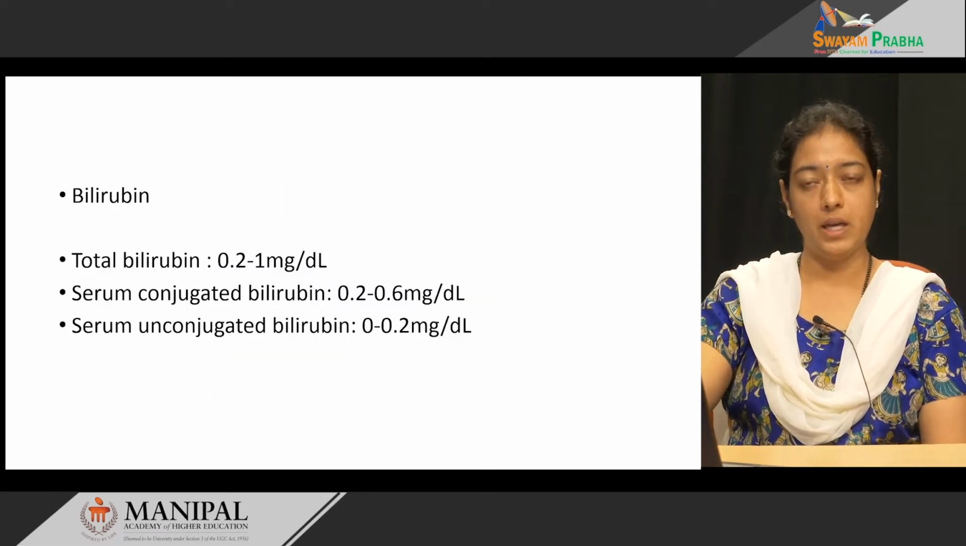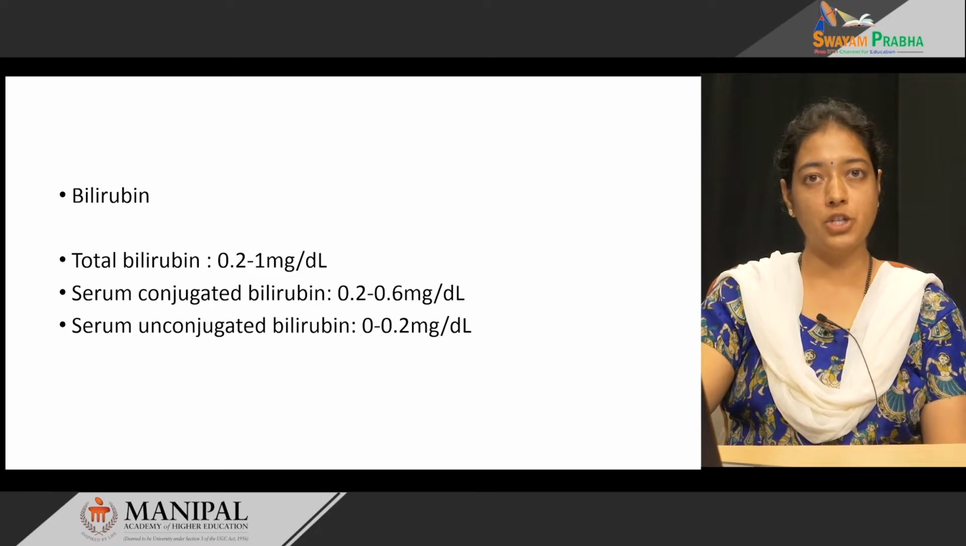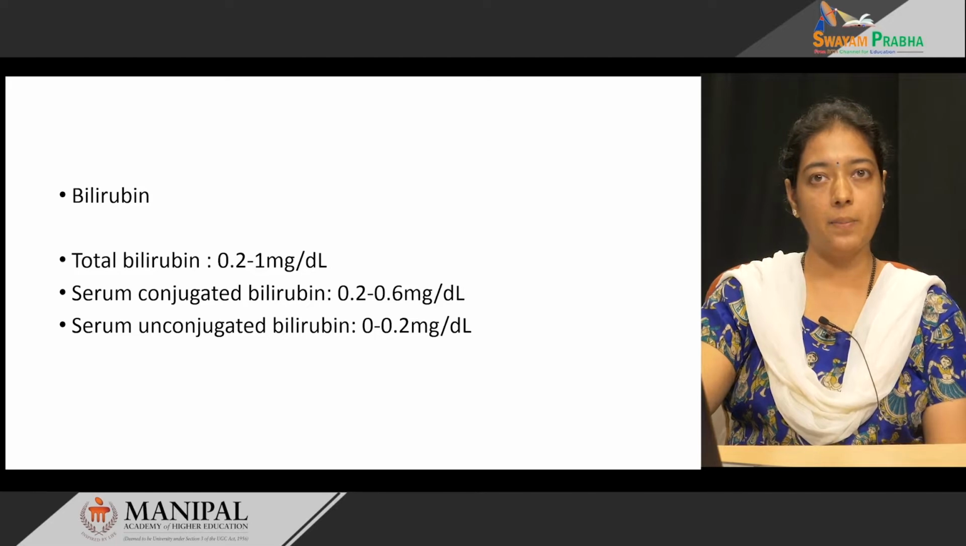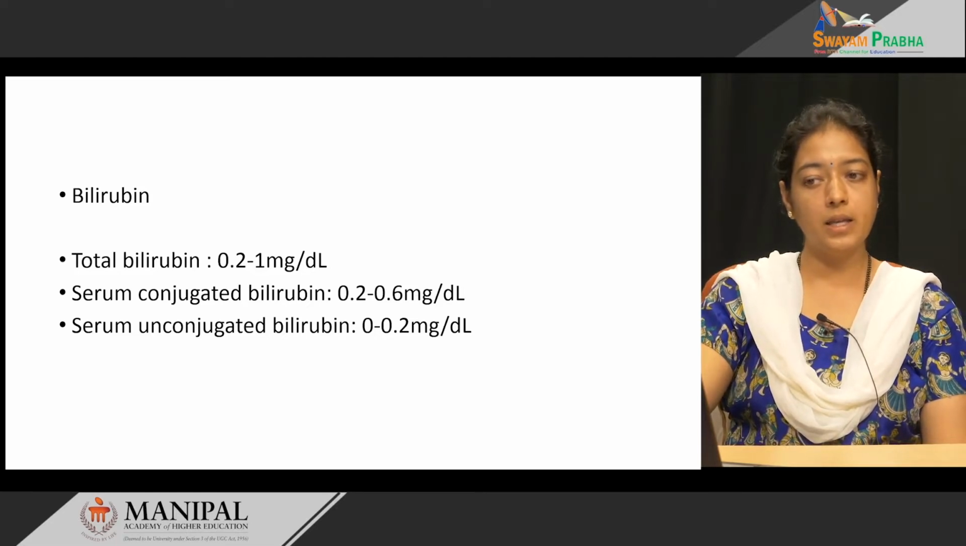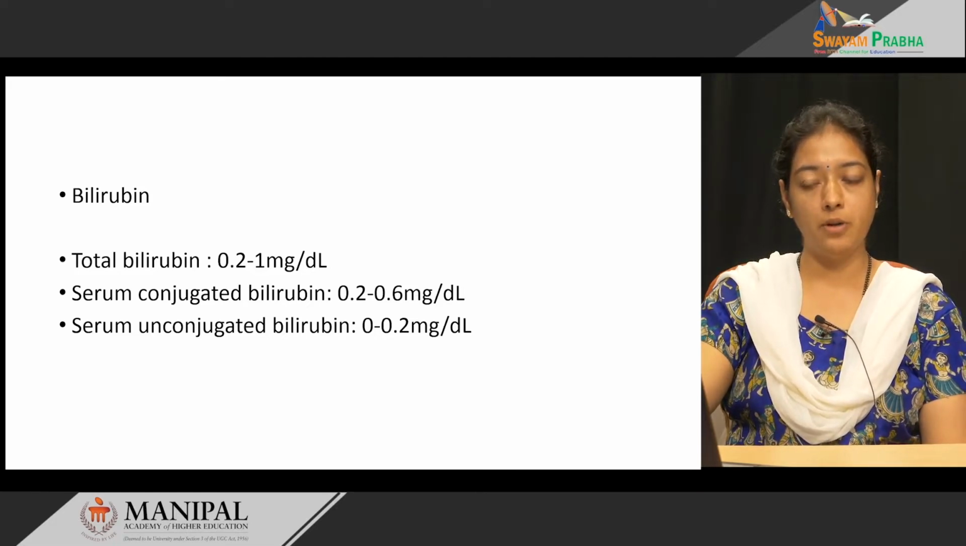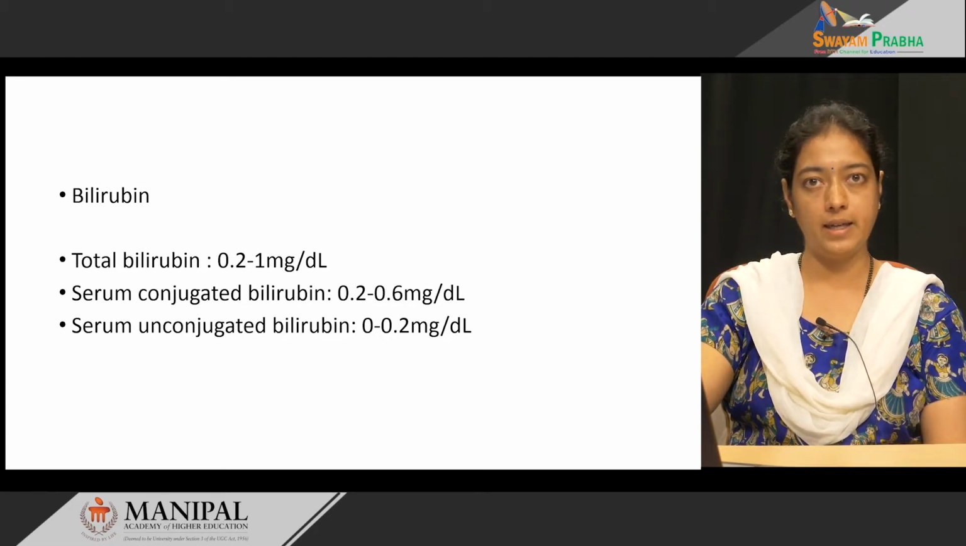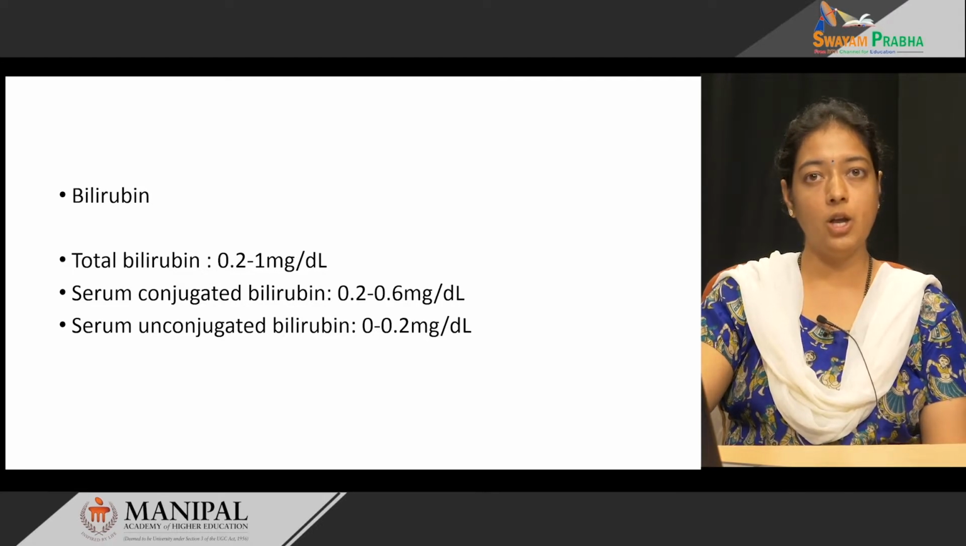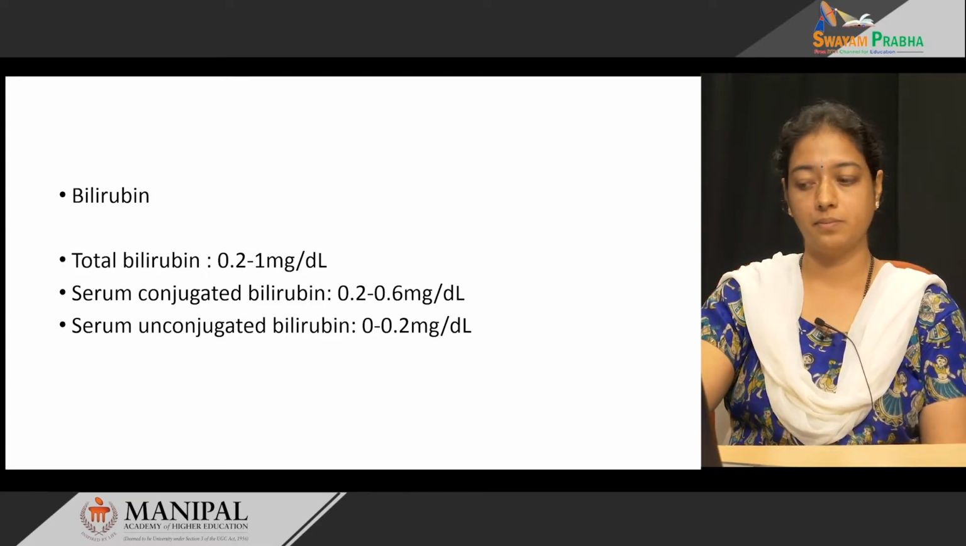Coming to bilirubin, the total bilirubin concentration in the blood should be between 0.2 to 1 milligram per deciliter. Serum conjugated bilirubin should be between 0.2 to 0.6 milligram per deciliter, and serum unconjugated bilirubin should be between 0 to 0.2 milligram per deciliter. These are the normal levels of bilirubin and different types of bilirubin in the blood.